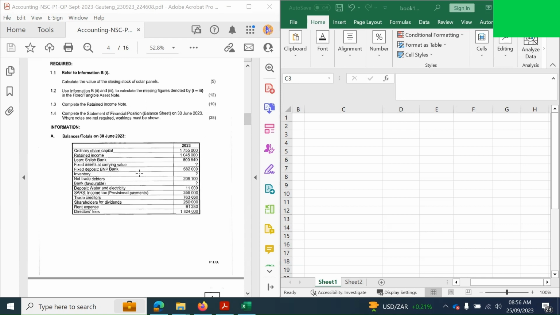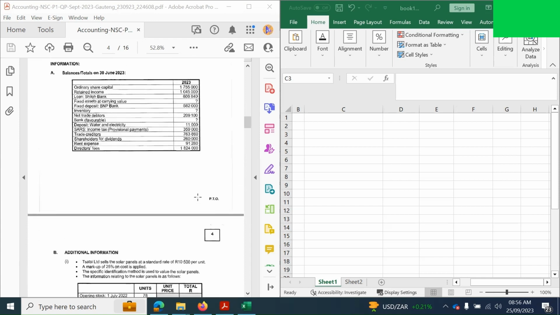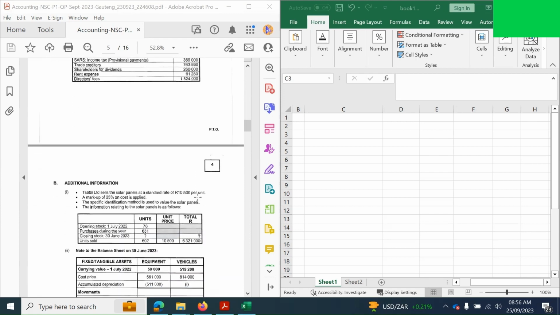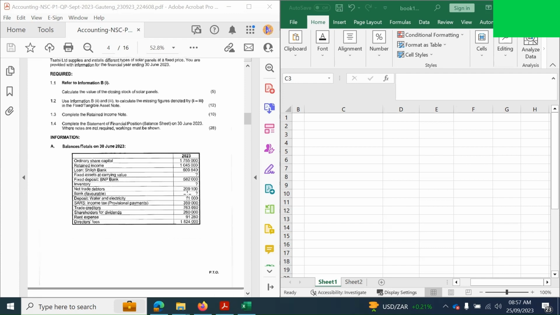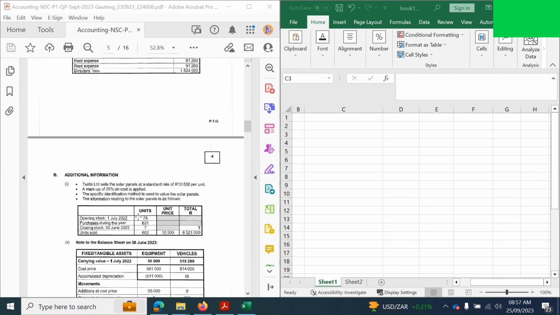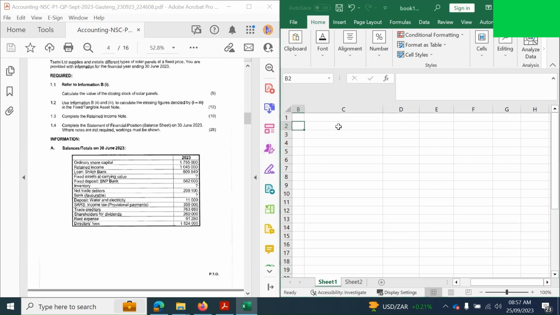Fixed assets at carrying value, so the carrying amount is not provided. Inventory is also not provided, which links to question 1.1, where we need to calculate the closing value of the stock. And then bank, also not given, but we are told that it's a favorable balance. So we can skip this for now because we know the information we need for 1.1 is actually sitting in B1. So 1.1, closing stock, which we need to calculate there.